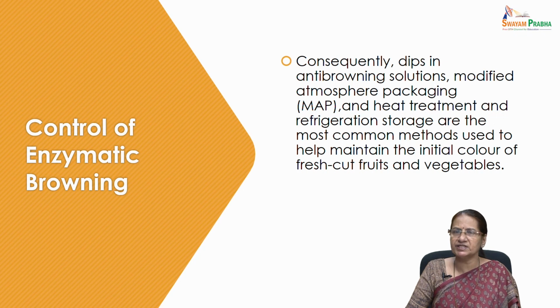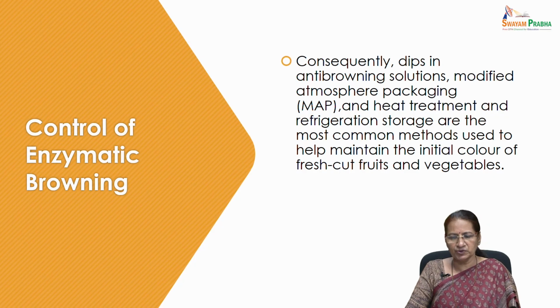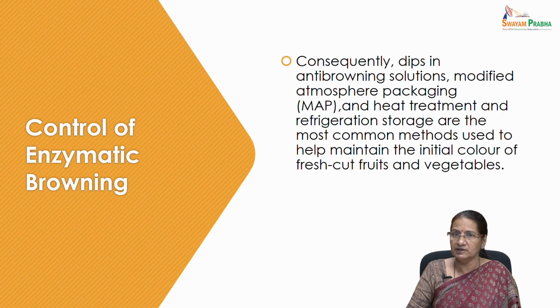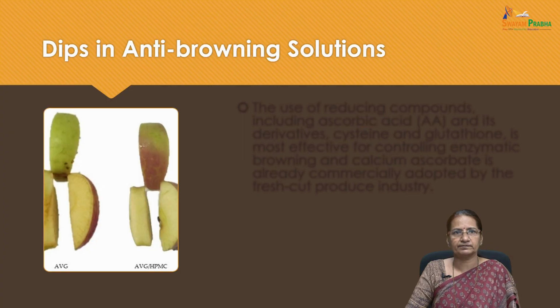Consequently, dips in anti-browning solutions, modified atmosphere packaging, that is MAP, and heat treatment and refrigeration storage are the most common methods used to help maintain the initial color of fresh cut fruits and vegetables. Now let us study more about dips in anti-browning solutions.